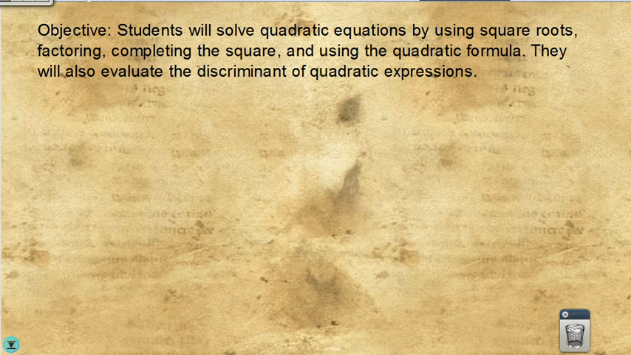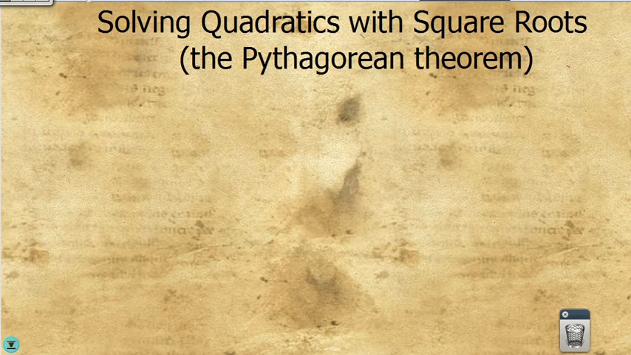Students will solve quadratic equations by using square roots, factoring, completing the square, and the quadratic formula. They will also evaluate the discriminant of a quadratic expression, also ACT. Everything we've done thus far is ACT material. Solving quadratics with square roots. And this book is set up a little weird. Let me tell you something. We've actually kind of already done this.